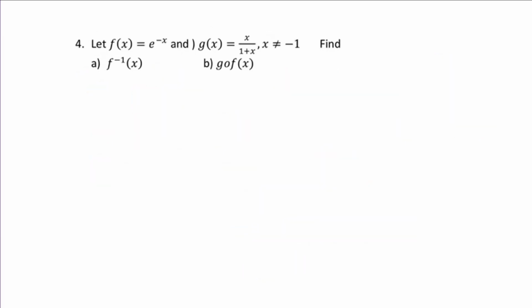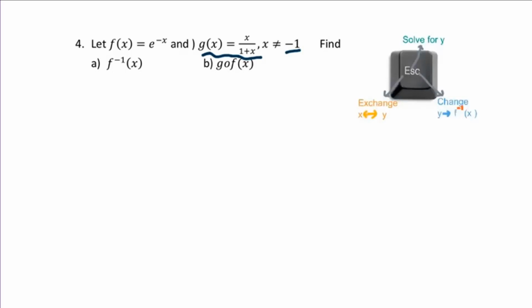Now let's go to number 4. Let f of x equals e to the negative x power and g of x equals 1 over 1 plus x, x not equal to negative 1. Find the inverse function of f of x. We still use the escape button to figure out the inverse function.